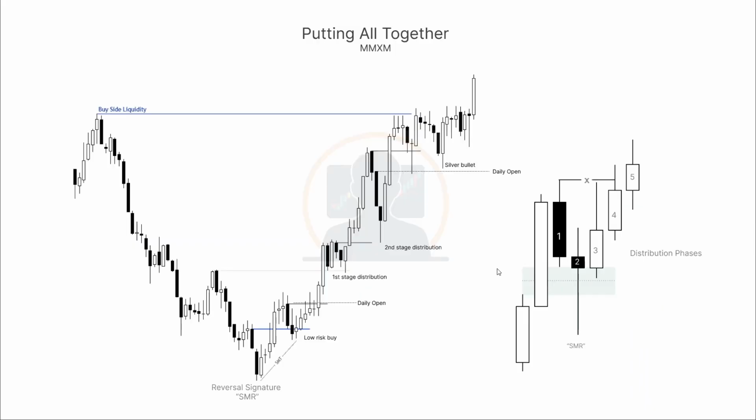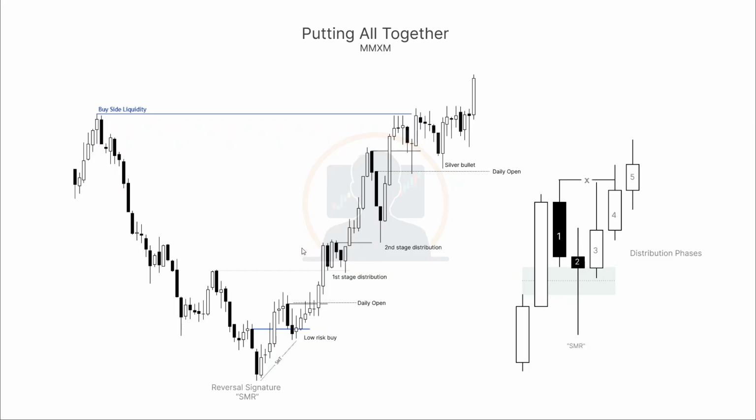Putting all what we have learned together, we can see that it developed into a market maker model. In this example, a market maker buy model. So we'll start from the higher time frame. As we can see, price expanded into an objective, created a key level, which is a fair value gap, retraced back into that key level, formed a reversal candle, which is a C2, followed by 3 consecutive expansion candles, which is the distribution phase, right? So we have the retracement, the SMR, which is smart money reversal, followed by distribution.